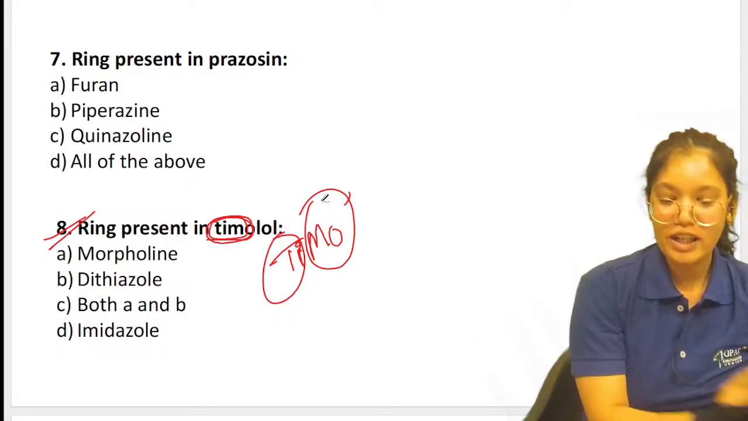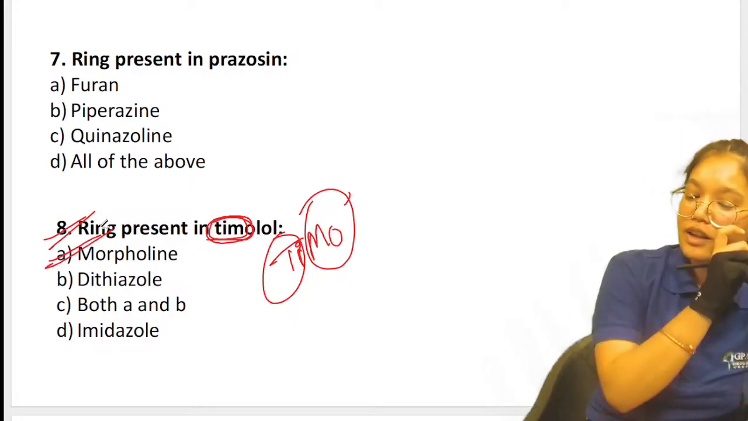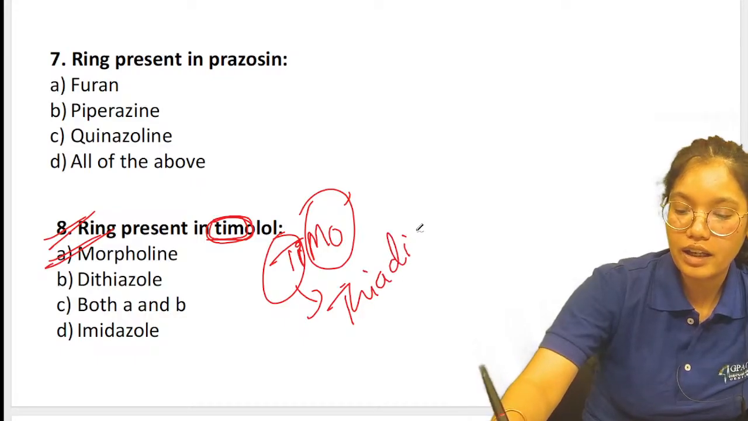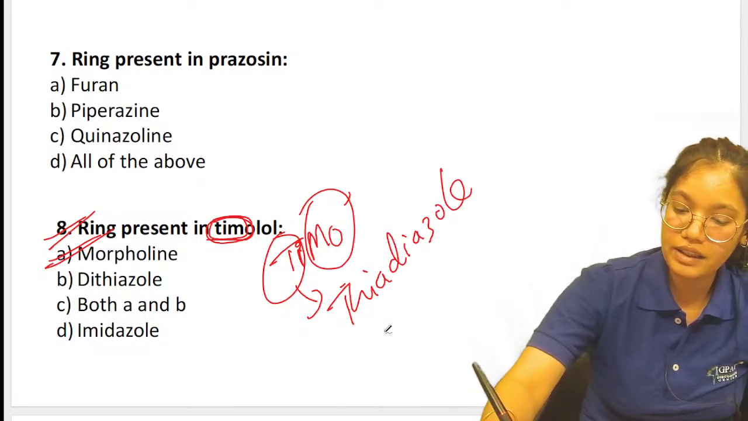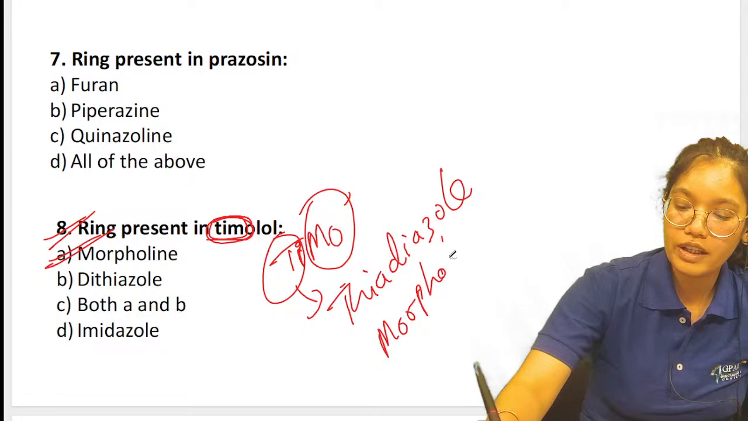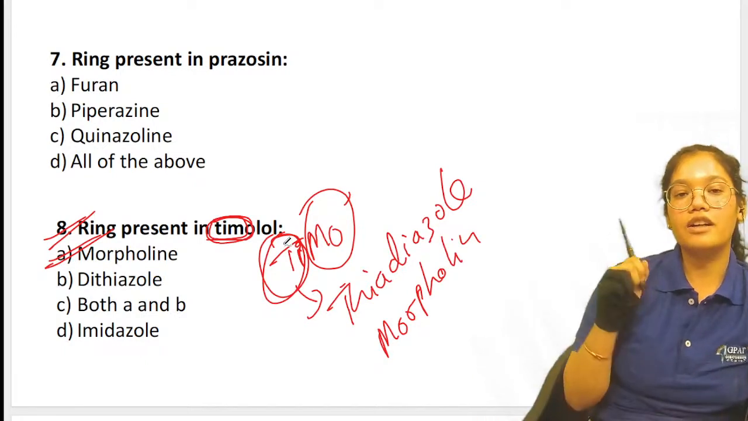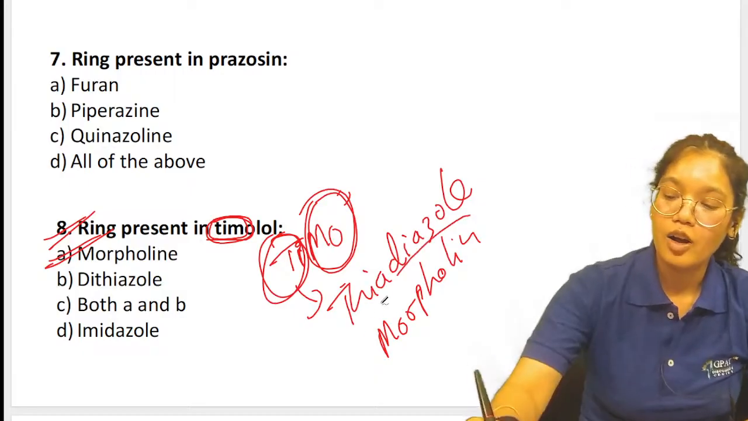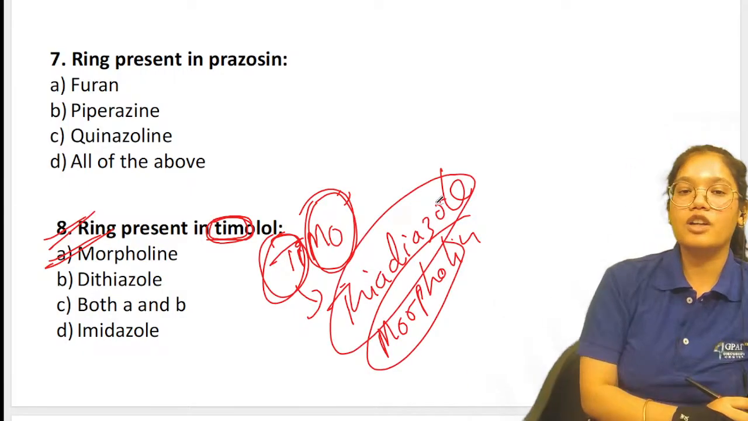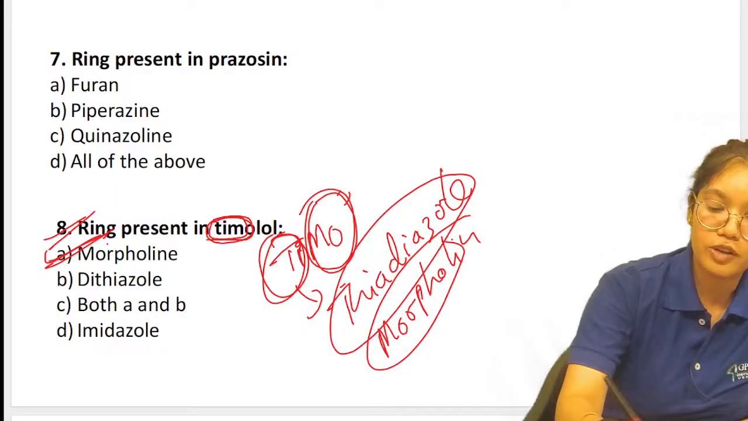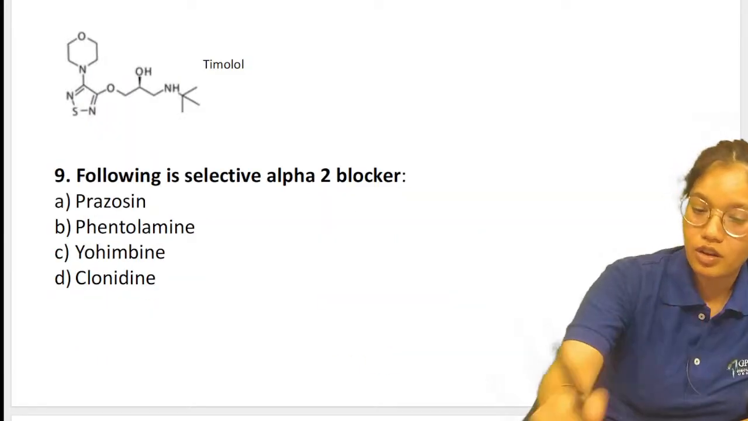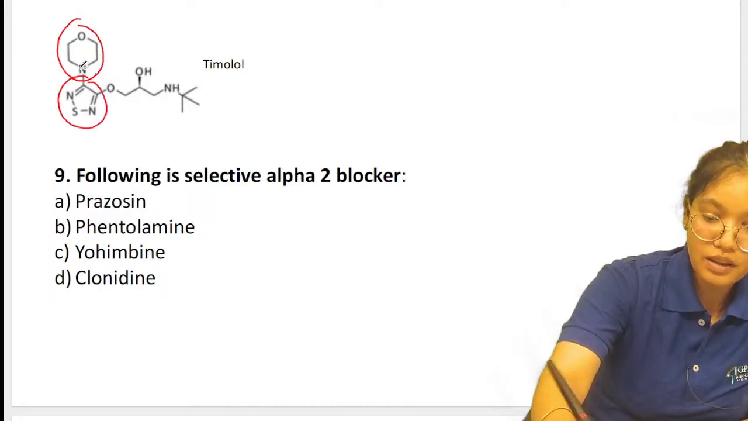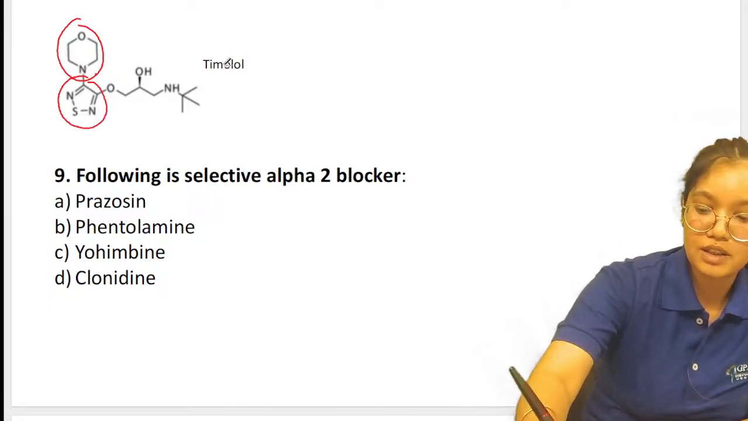Come on, participate guys. Yes, Anjali, you are right. Morpholine ring. So timolol contains a thiadiazole ring and a morpholine ring. From "Ti" we learned the thiadiazole ring, and from "Mo" we know that we have a morpholine ring too in the structure of timolol. So here is the structure of timolol. It contains a morpholine ring and a thiadiazole ring.